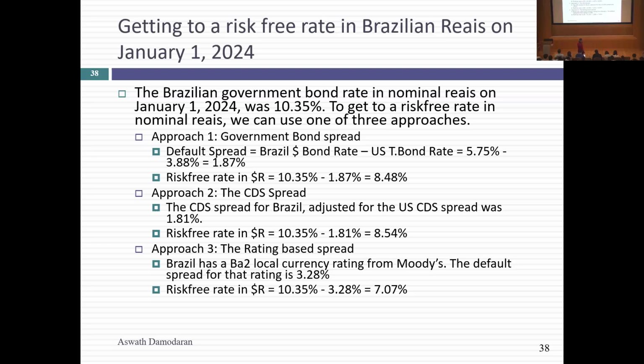So three ways: government bond in dollars or euros. We can find that. You can get a default spread. Second, go to the sovereign CDS market or visit your local Bloomberg terminal. Look up the spread for your country. Third, look up the sovereign rating for your country. Look up the default spread that goes with that rating. And then pick one and keep moving.